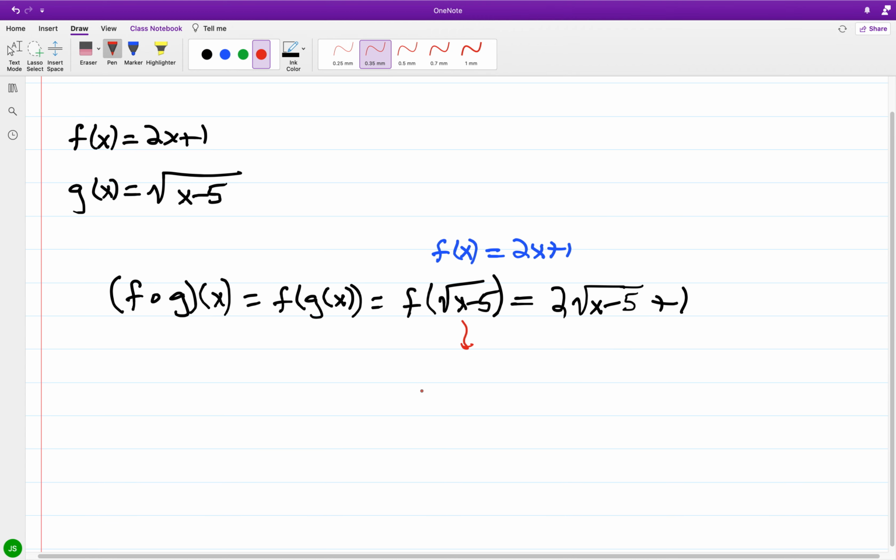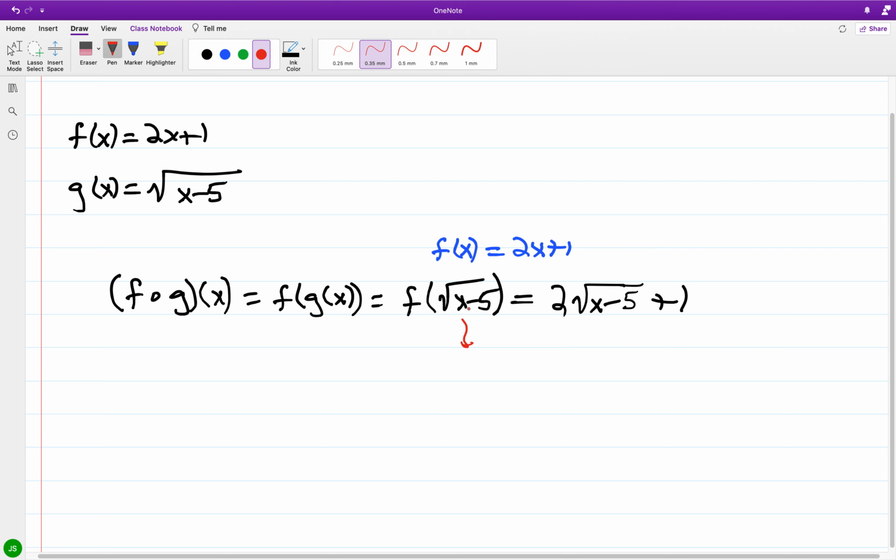Now the input is the square root of x minus 5. And so for the input, x minus 5 cannot be negative. So x minus 5 can be 0 and it can be positive. So we have x is greater than or equal to 5. And we have the same bit of history here, with the output 2 times the square root of x minus 5 plus 1.